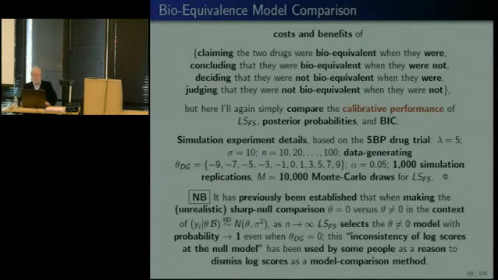Now, I've mentioned this to you already. It has previously been established that when making the often unrealistic sharp null comparison, theta exactly equal to 0 versus non-zero in the context of this model, as n goes to infinity, full sample log score selects the theta not equal to 0 model with probability going to 1, even when theta DG is 0, which is referred to by the consistency people as inconsistency of log scores at the null model. And people like Berger use that as a stick to beat people like me with, or to try to anyway, claiming that means that log scores should be dismissed as a model comparison method. But that's actually, I think, quite wrong.